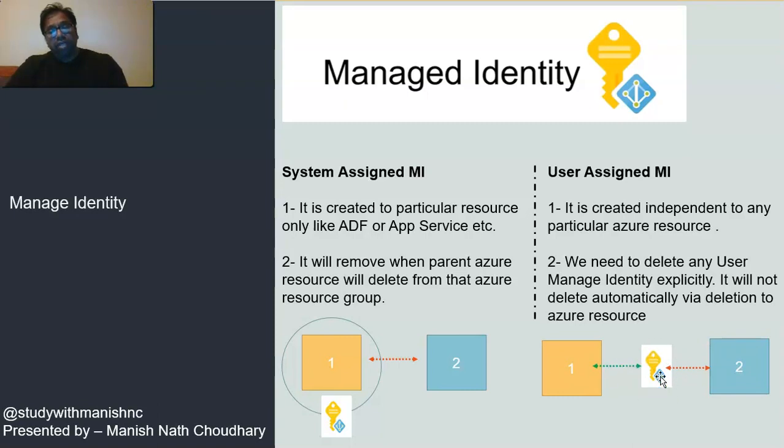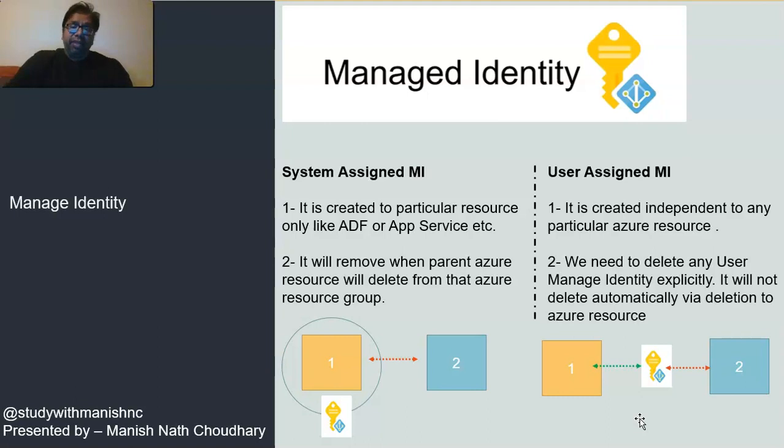So the only difference is that this is totally independent. It is not directly associated. We create this managed identity independently. So even if Azure 1 is deleted, this managed identity will not be removed. It will still be there in Azure. If we want to delete it, we have to explicitly go to the Azure resource and delete it.